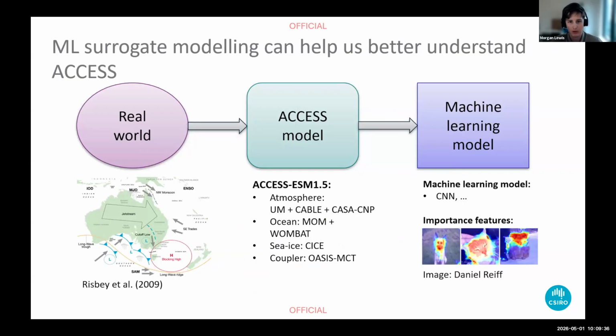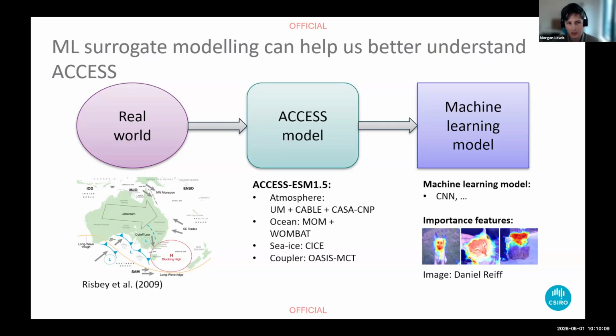So it was a proof of concept looking into whether ML surrogate modeling can help better understand ACCESS. So the idea here is that, rather than using an ML model to try and predict the climate directly, we're trying to train an ML model to predict the outputs of ACCESS, or in this case, a very small subset of the outputs that they were interested in looking at, which is rainfall over Australia.